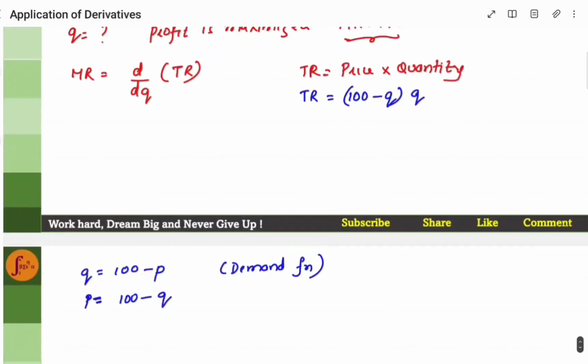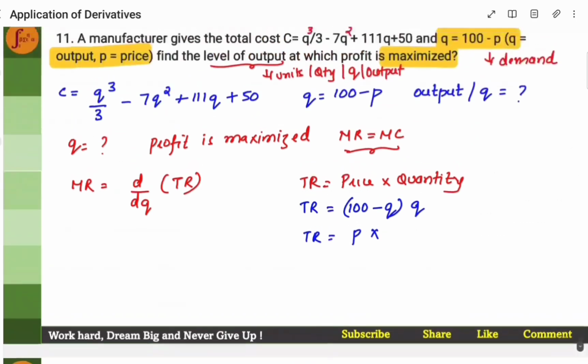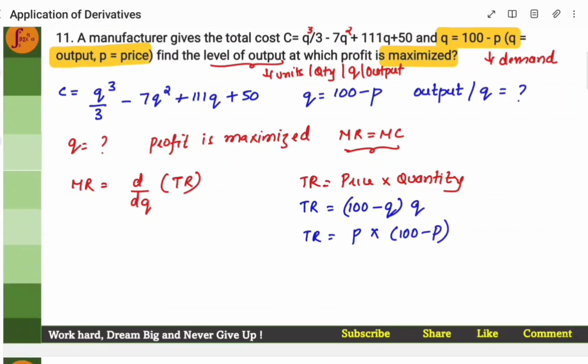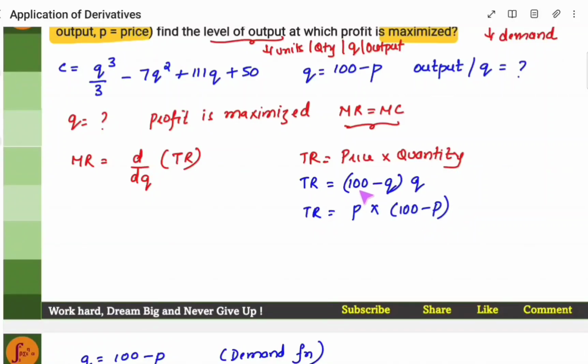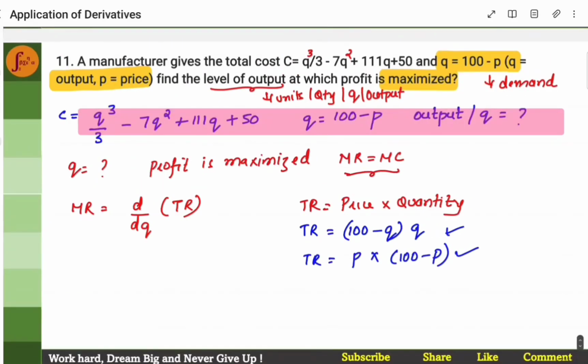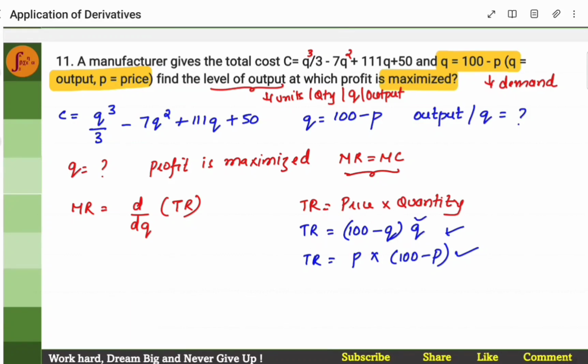Now, you might be having a question. Instead of substituting price, we can also do this, right? Price is P, and quantity is already given here: Q is equal to 100 minus P. We can do it this way also. Here we substituted price in terms of quantity. We can also leave price as P and substitute quantity. Both are the same, but we still want it in terms of Q, because ultimately we have to find the level of output, that is, quantity. So it's better that we express the entire function in terms of quantity.